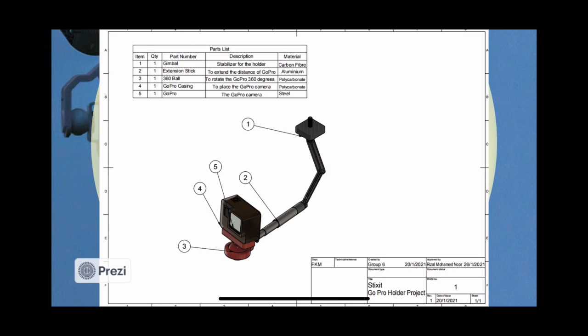Polycarbonate is one of the strongest and lightest plastics that has been manufactured. The polycarbonate for the 360-degree ball is designed to be opaque to give the design a more aesthetic look. Next is the GoPro casing. The material that we use for the casing is also polycarbonate plastic, but it is transparent.